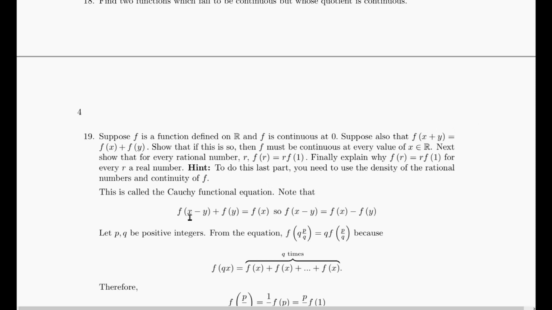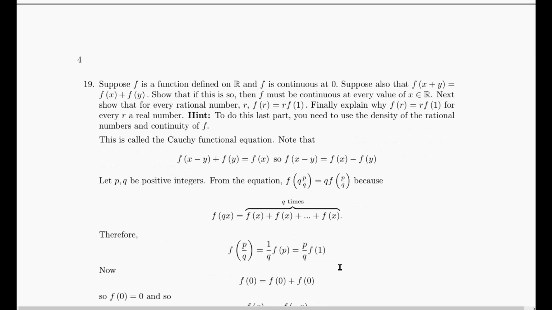Okay, first of all, let's note that f of x minus y plus f of y is f of x. So f of x minus y is f of x minus f of y. That's nice to keep in mind. Now, from the equation, if p and q are positive integers, if you look at q times p over q, f of this would be f of p over q plus f of p over q, and so on, q times. So it would be q times f of p over q. And that's what this is saying here.